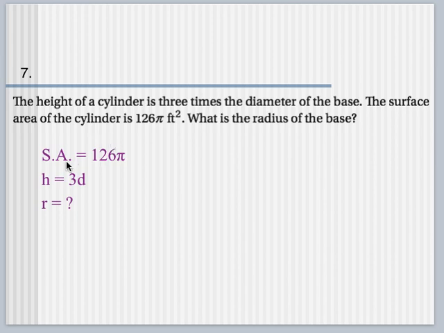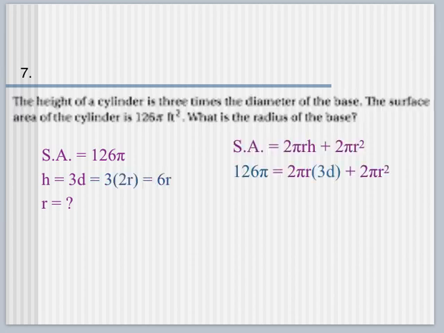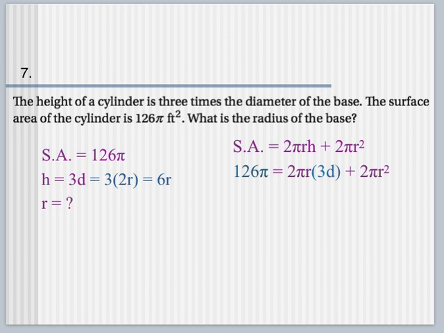Now, because they're telling me the surface area answer, I would next plug that into the surface area equation. I would say, well, I know the surface area is 126 pi, so I could plug that into the surface area equation. And I also know that the height is really 3 diameters, so I could replace h in that equation with 3d. Here's the problem with plugging in 3d there, though. Our goal is to solve for radius. In other words, we want the only variable left to be r for radius. If we plug in diameter, that's a second variable and it's going to make it very difficult to solve.